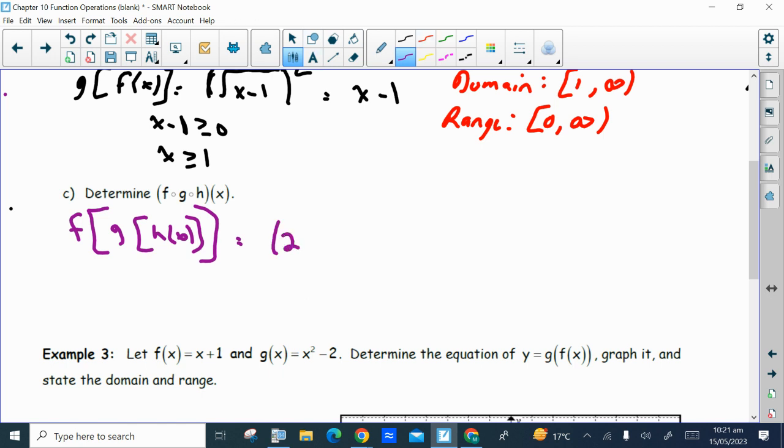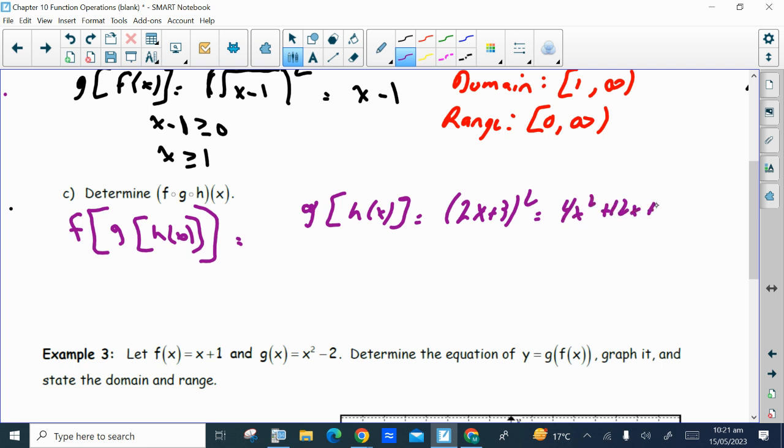Let me write this out here. So we'll start first with g at h at x. That's our first step. So h is embedded into g. h is 2x plus 3, and that's embedded into g, which is x squared. So now the 2x plus 3 needs to be all squared, which we can multiply out, FOIL out, and get 4x squared plus 12x plus 9.